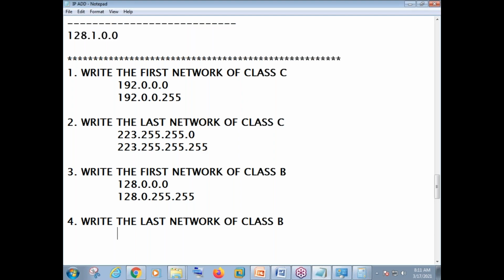And coming to class B, the last network, 191.255.0.0 up to 191.255.255.255. So these are the answers. So hopefully you can check your answers, and if you got the correct answer, that's good. If not, then just see what you're missing.